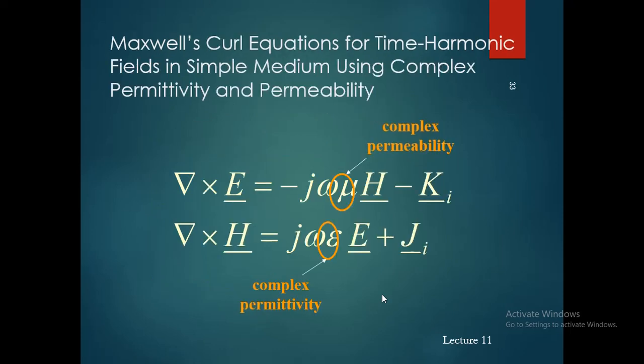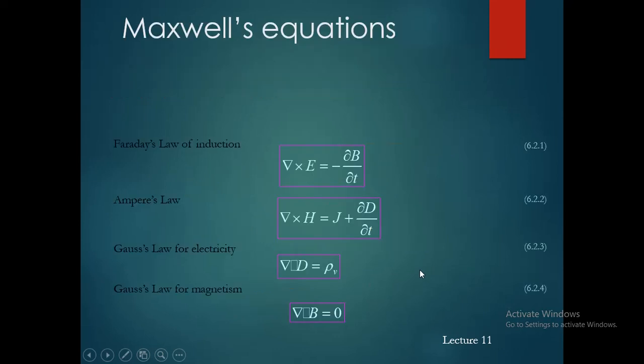And next we are going to discuss the Maxwell's curl equations for the time harmonic fields in the simple medium using complex permittivity and permeability. So del cross E is equal to minus j omega mu H. Here mu is the complex permeability, and del cross H is equal to j omega epsilon E plus J. Here epsilon is the complex permittivity. Based on this permeability and permittivity, Maxwell's equations are also applicable.